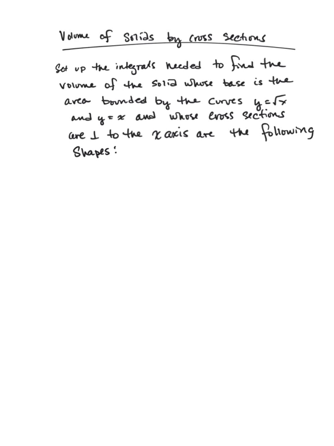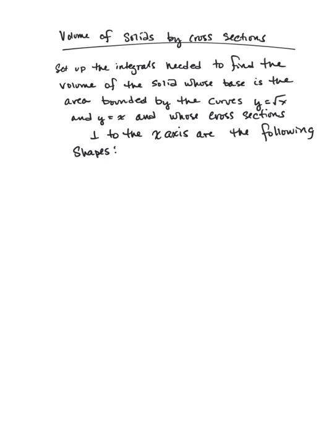Okay, so lesson 2 from Unit 4 is going to be volume by cross sections. What we're going to be doing here is setting up the integrals needed to find the volume of a solid whose base is the area bounded by the curves y equals square root of x and y equals x, and whose cross sections perpendicular to the x-axis are the following shapes. Okay, so I'm going to be doing a bunch of shapes with you.